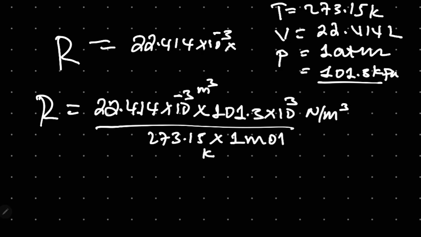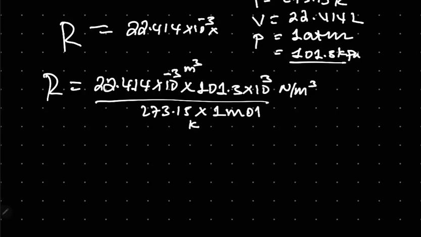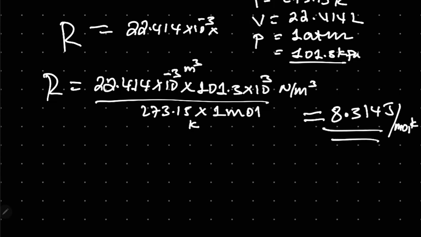Okay, so when you do this, the constant is 8.314. The unit is liter kilopascal per Kelvin mole, or usually it is represented as joule per mole Kelvin. So this is the constant.